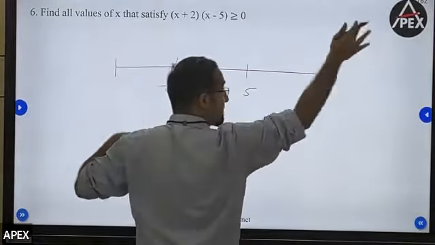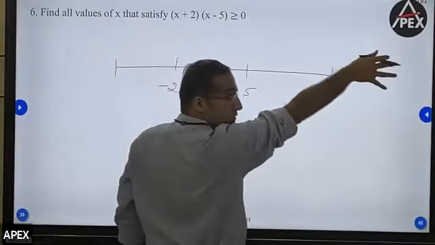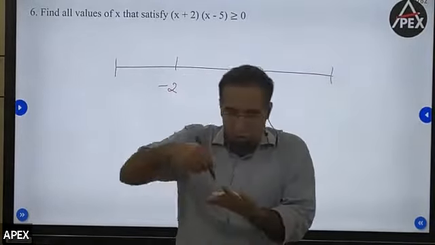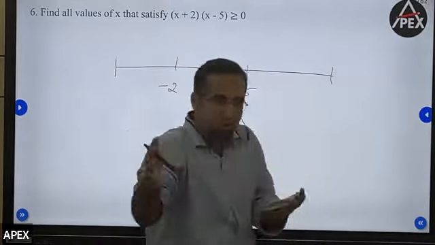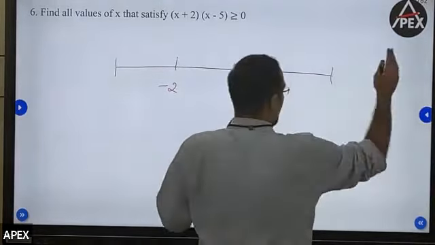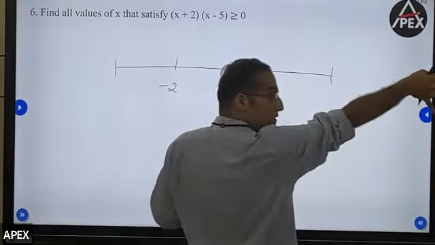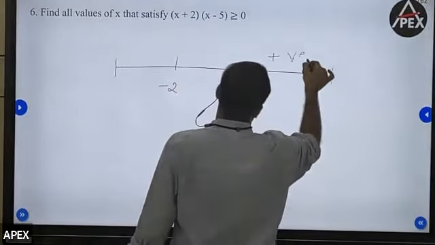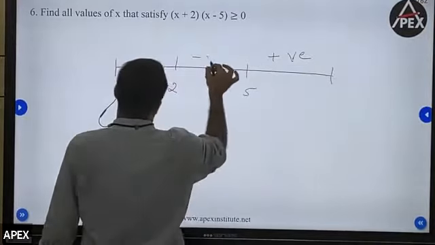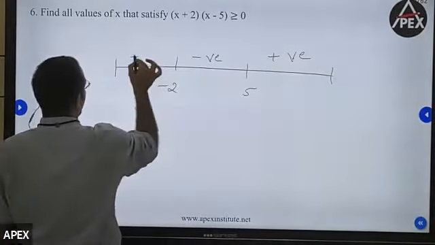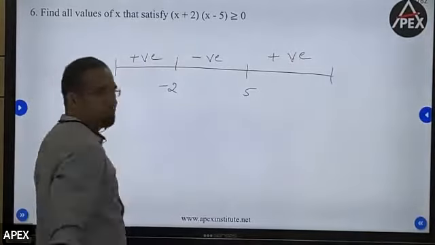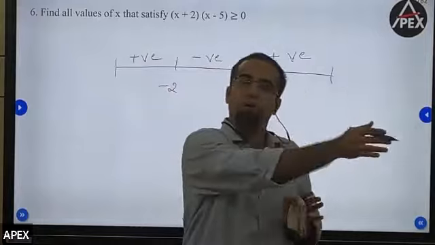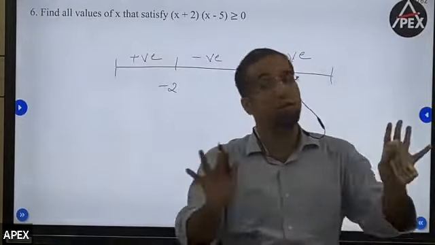I repeat, start from your right hand side corner, because you also write like this in your notes, right? I'm assuming I'm sitting like you, so your right hand side corner is this. From your right hand side corner, start writing positive, negative, and alternate the regions: positive, negative, positive, negative. It doesn't matter how many roots there are.